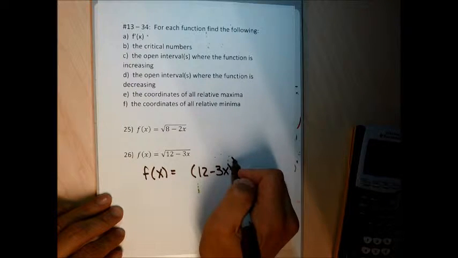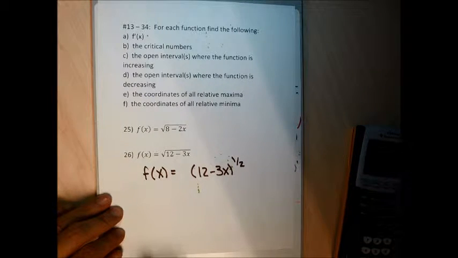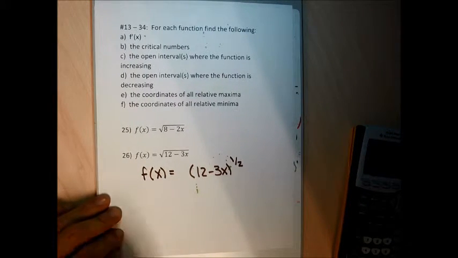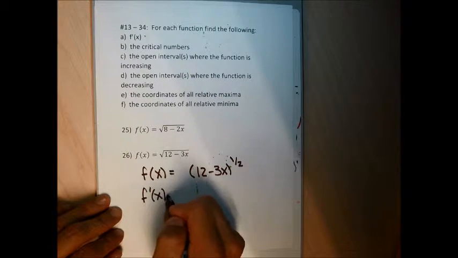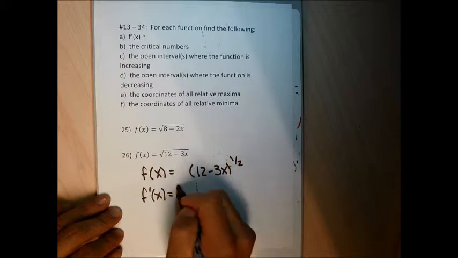I'm going to write it as 12 minus 3x to the 1/2 power. I didn't write prime yet because I haven't taken the derivative. And now I'm going to take the derivative. I'm going to write f prime of x. I'm going to bring the 1/2 out front.